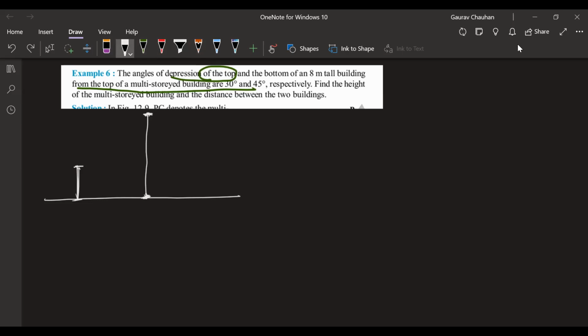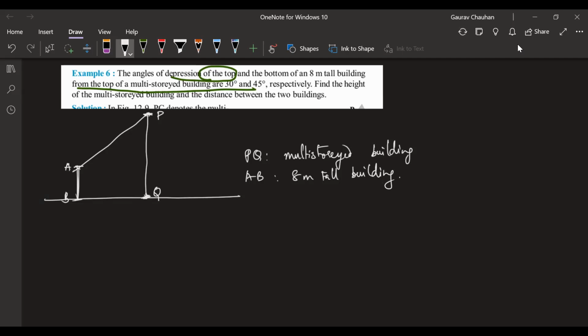So let me draw this. This is when Nishchay is looking along this line of sight. PQ is my multi-storied building. And let this be AB. AB is my 8-meter tall building. Are we okay with this so far? PQ is my multi-storied building. AB is my 8-meter tall building.